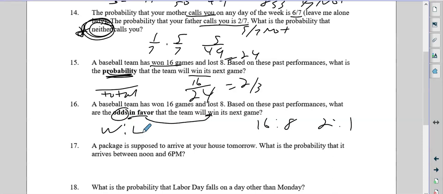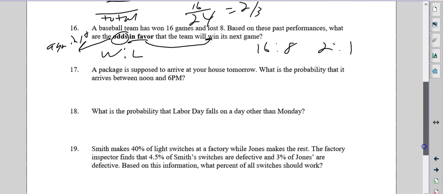Now, I will say, in case you do look at the answer key for this, there is a mistake. The answer key here has against. So if you look at the answer key in studying, just know that it is the same problem basically, just reversed. So it's 8 to 16, 1 to 2. Same answer basically, just in a different order. Not a big deal. I wanted to point that out.